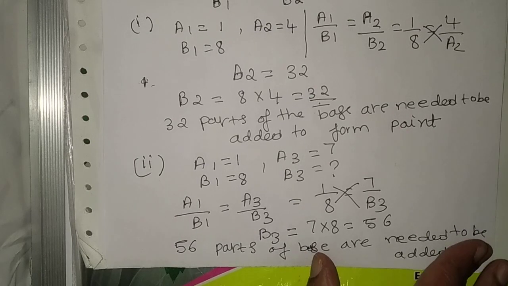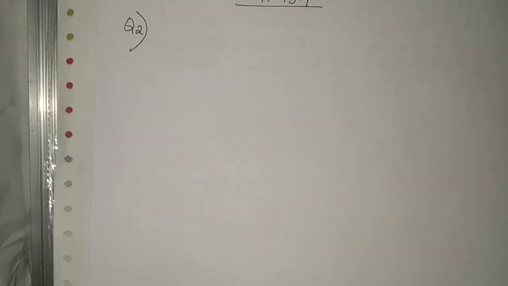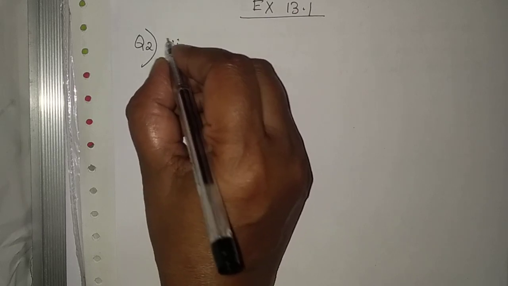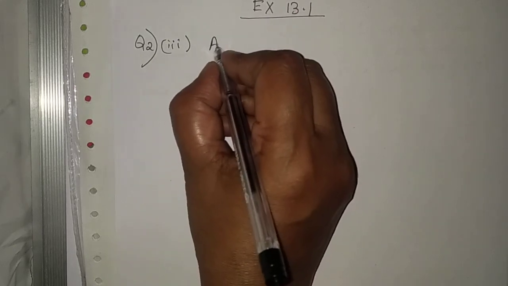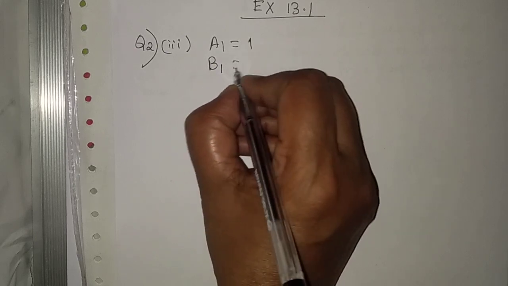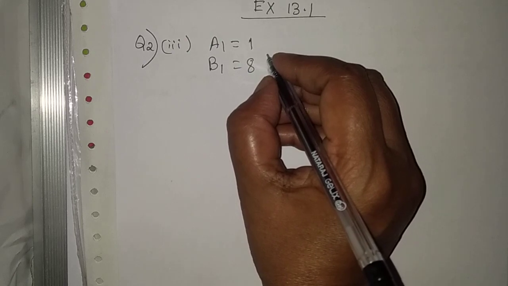So here we got 56 parts, and the mixture of red pigment is 7 and base is 56. So we'll continue with the third combination. Seeing the table, this is the third combination, where A1 is 1, B1 is 8, and we finished that, that is A3.